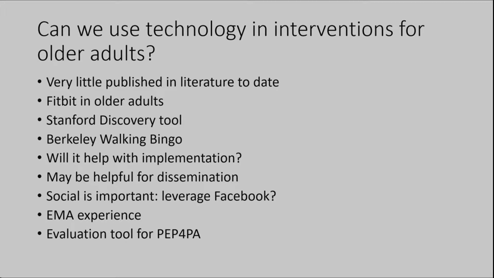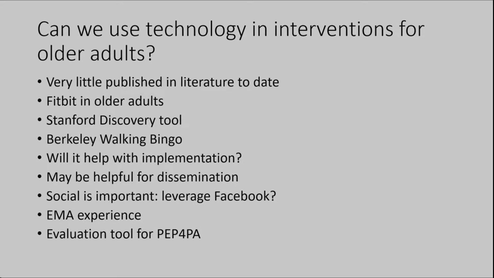So my question is, can we use technology in interventions for older adults? There's not much published in the literature, but there are definitely a lot of pilot studies coming out. Fitbit has been used in older adults. There's other things out of Stanford and Berkeley that are trying to promote walking and community assessments. I don't know if it's really going to help with implementation. I think it can help you reach a larger amount, but is it really going to help with sustainability?